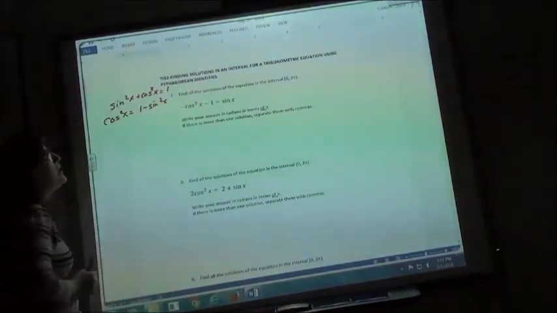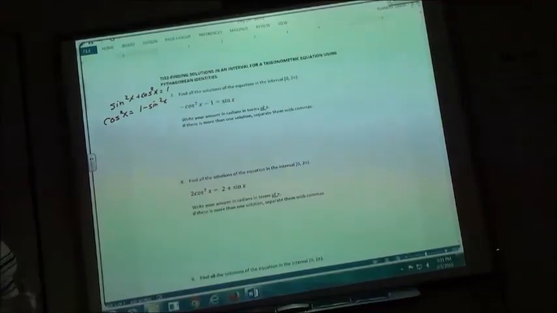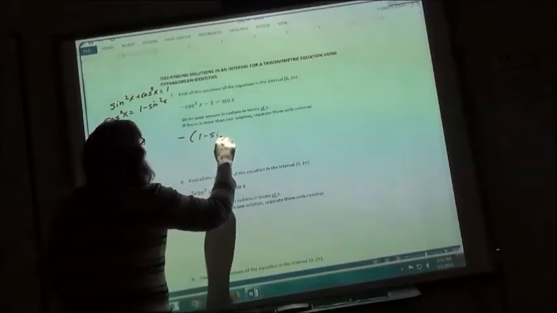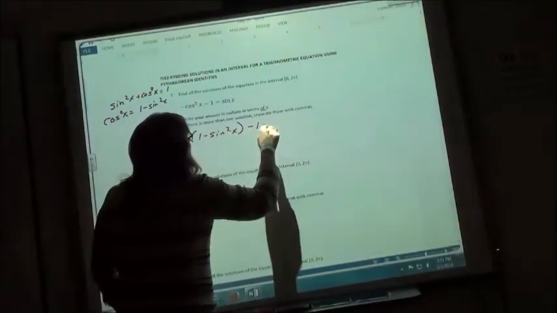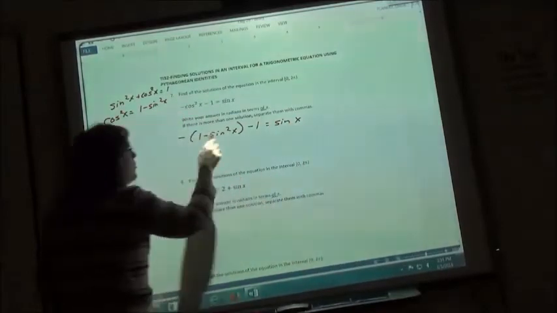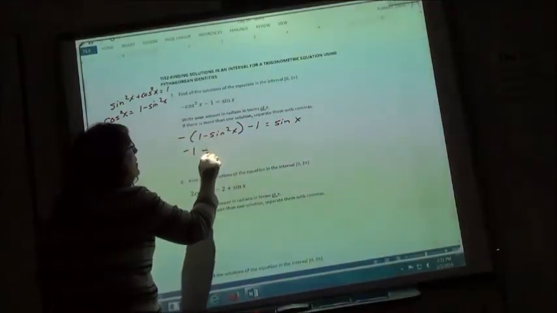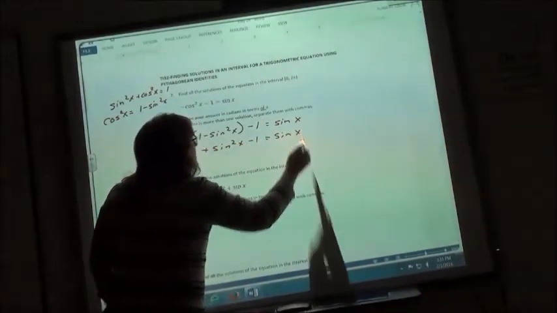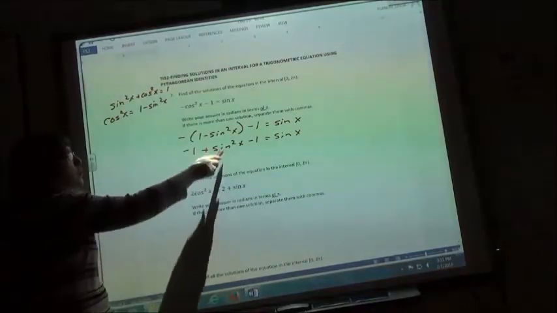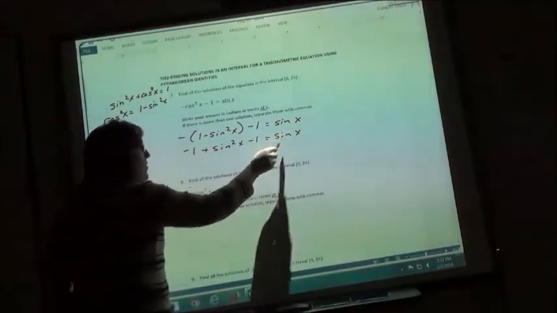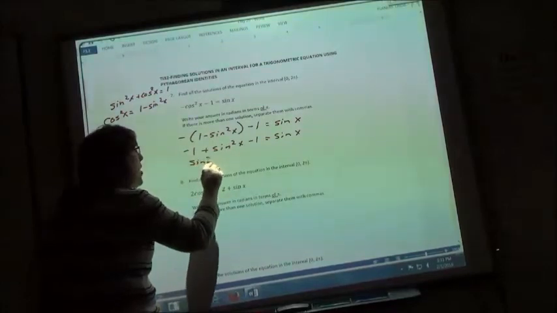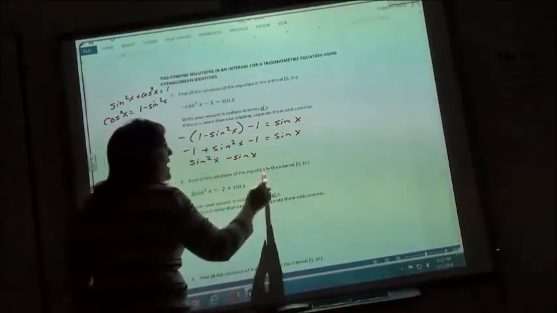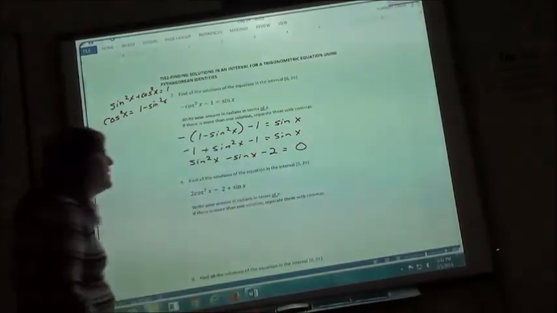I'm going to substitute that into my equation so that I have it written in terms of just the sine only. So I'm going to have minus (1 minus the sine squared of x) minus 1 equals the sine of x. Using my distributive property, -1 plus the sine squared of x minus 1 equals the sine of x. Setting that equal to 0, making sure my squared term is positive, I'm going to move this over here. So I'm going to have sine squared of x minus the sine of x, and then a -1 plus a -1 would be -2, equals 0.